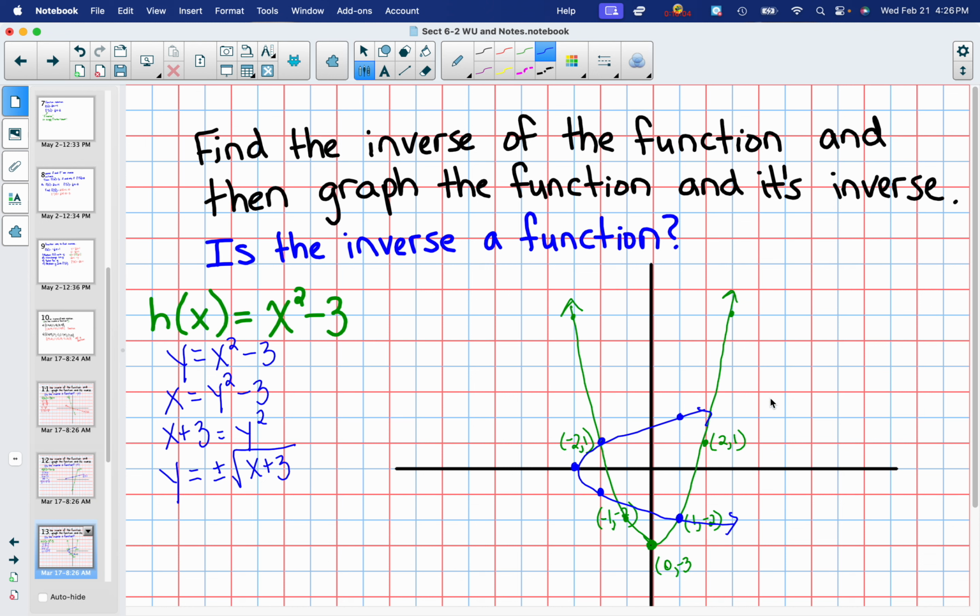Okay, notice I get a parabola that kind of looks like it's lying on its side. If I graphed the line y equals x, it would be symmetrical across that line y equals x. But this is not a function because what I have in blue, notice that it does not pass the vertical line test.